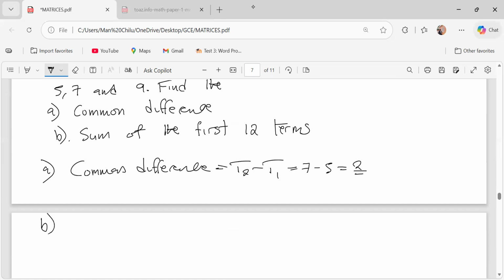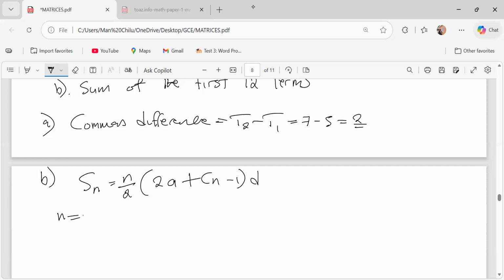Then for B, we are told to find the sum of the first 12 terms. So the sum of n terms will be equal to n divided by 2, multiplied by 2a plus n minus 1 multiplied by the difference. So n will be equal to 12, and a is the first term, which is 5, and d is the common difference we found, which is 2.